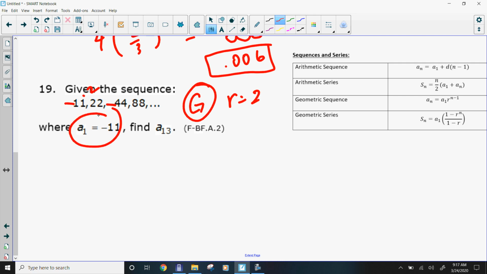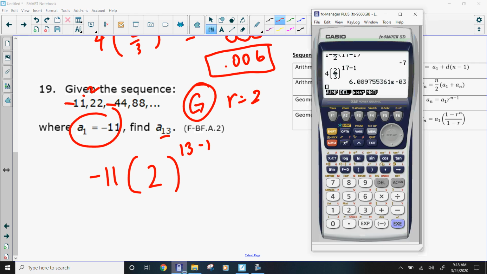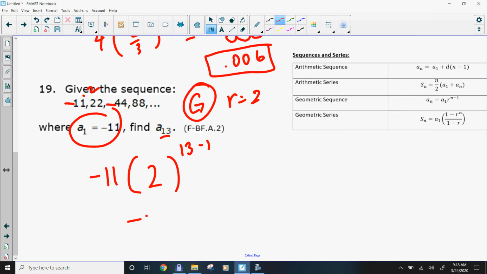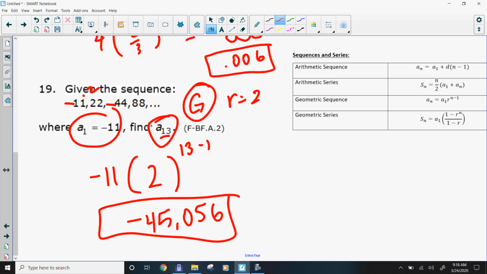So here's the first number. We have to multiply that by r, which is 2. And we're going to do 13 minus 1 because we're trying to find the 13th number. Now this goes into the calculator. Negative 11 times 2 to the 13 minus 1. And I know, again, you're thinking, why don't I just type in 12? I'm just trying to make it look exactly like the formula. So I got negative 45,056. That's going to be the 13th number in that list.